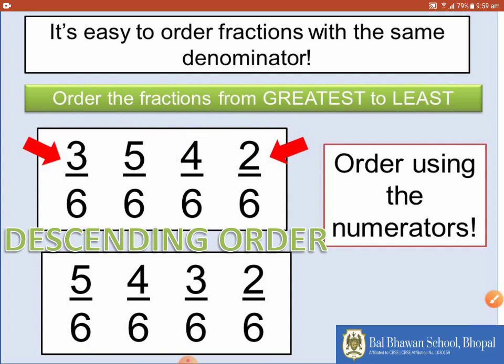So children, today we have learnt about comparing and ordering fractions. We can practice this concept more with the help of the questions given in our book that we will discuss in our live class. So thank you for watching and keep practicing.